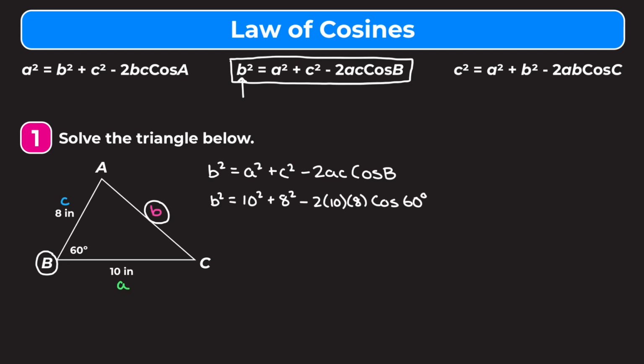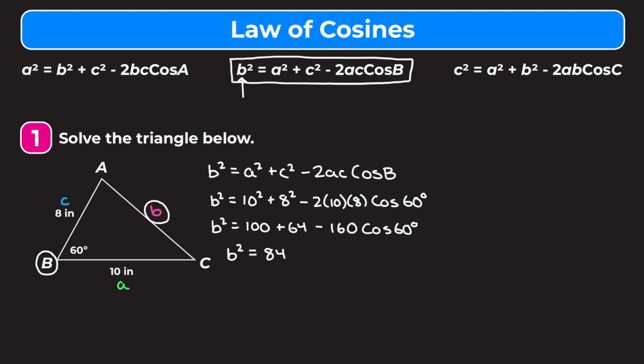Now we just want to simplify the right side. So we have b squared equals 10 squared, which is 100, plus 8 squared, which is 64, and then minus 2 times 10 is 20, and that times 8 is 160, so minus 160 times the cosine of 60 degrees. I'm going to put this entire right side into my calculator, and then we will take the square root of both sides to solve for b. If you put the right side in your calculator, you should get b squared is equal to 84.